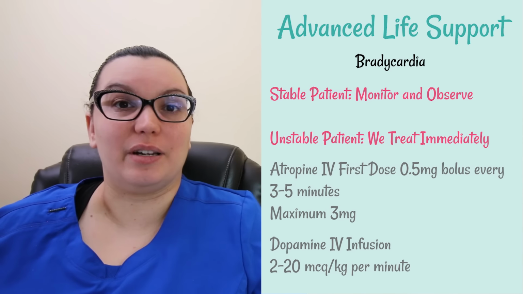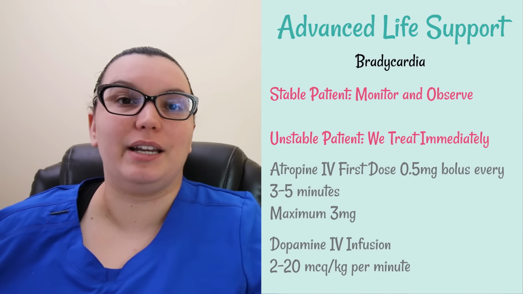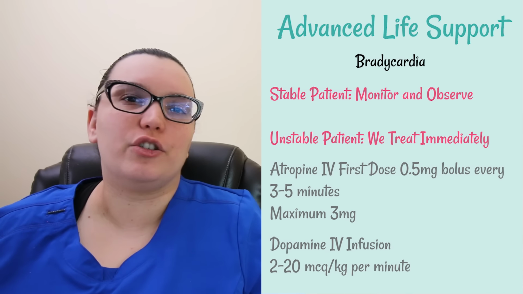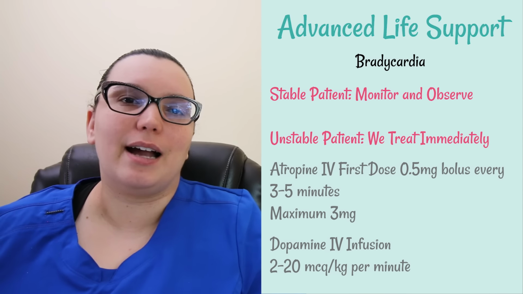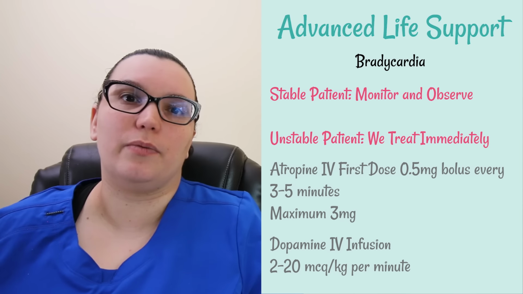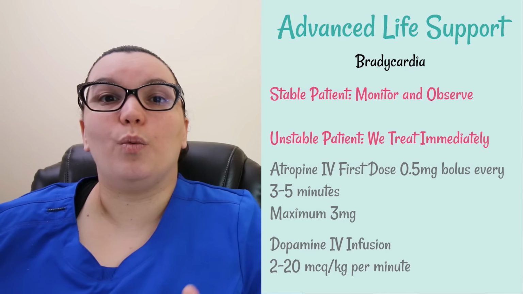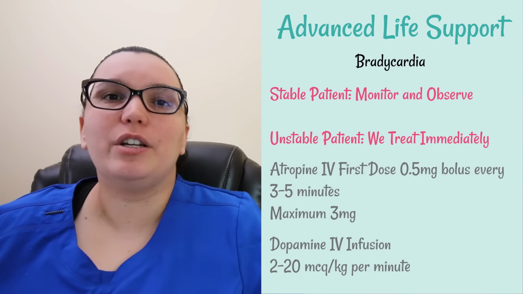Moving on to our bradycardic patients. So if you have a stable patient that's able to talk to you and is bradycardic, meaning that their heart rate is less than 60, then for these patients, we usually just monitor and observe. Every facility is going to be a little bit different, but for ACLS guidelines, that's really what it's all about. If they're stable, then we just monitor and observe them. However, in contrast, if they're not stable, we treat them immediately. We do not hold back. We do not wait.